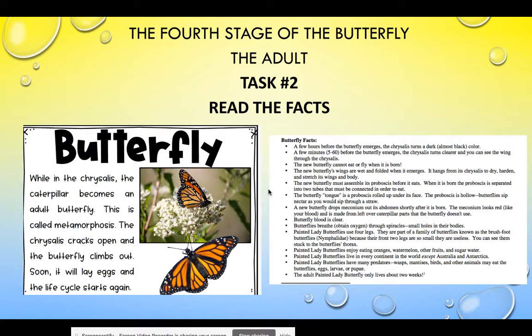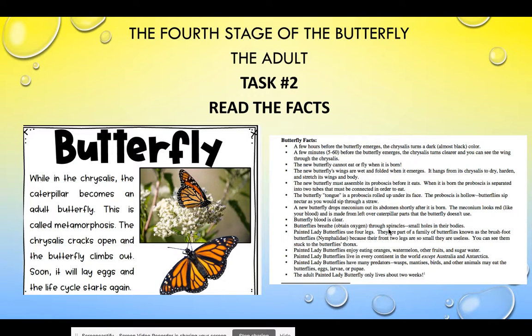Read the facts. While in the chrysalis, the caterpillar becomes an adult butterfly. This is called metamorphosis. That's a big word. The chrysalis cracks open and the butterfly climbs out. Soon it will lay eggs and the life cycle starts again. Lots of facts over here. Okay, a lot of it you probably know.